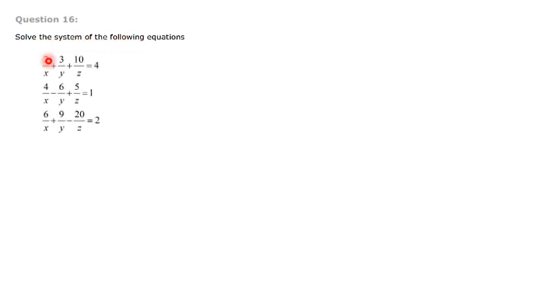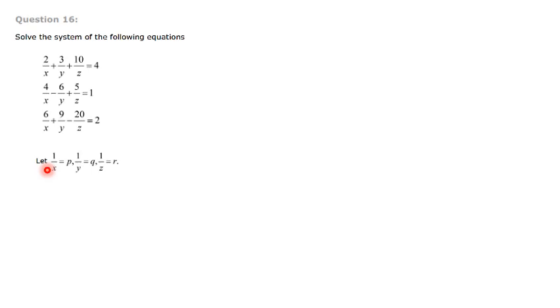Move on to question number 16. The question is, solve the system of the following equations. 2/x + 3/y + 10/z = 4. 4/x - 6/y + 5/z = 1. 6/x + 9/y - 20/z = 2.